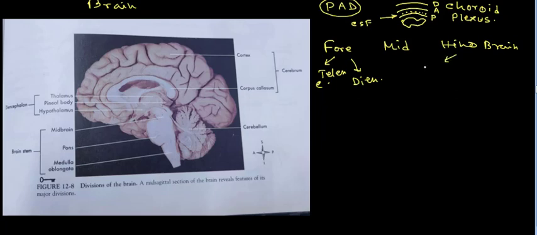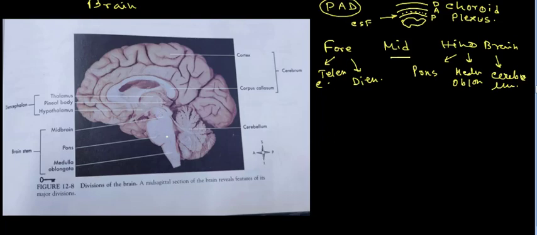of three most important parts: the pons, medulla oblongata, and the cerebellum. Okay, and the midbrain and the pons and the medulla oblongata form the brainstem.